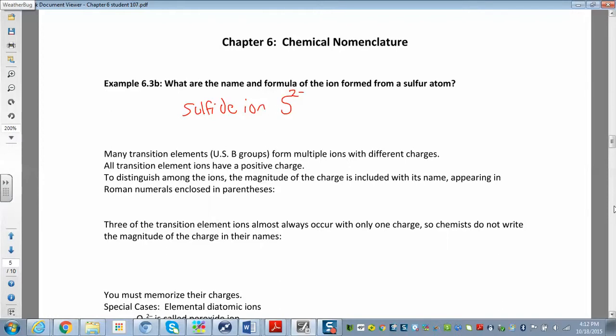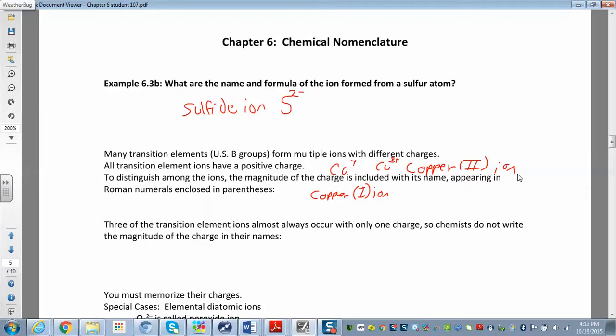But other ones can change. So the way we distinguish the copper +1 ion from the copper 2+ ion is with Roman numerals. We'll use Roman numerals to distinguish one from the other. So we'll say this one is copper, and then parentheses I to indicate the charge. That's the copper(I) ion. And this one is the copper(II) ion because it has a +2 charge. So we have copper, parentheses, Roman numeral II, ion. We use these Roman numerals to distinguish one from the other.